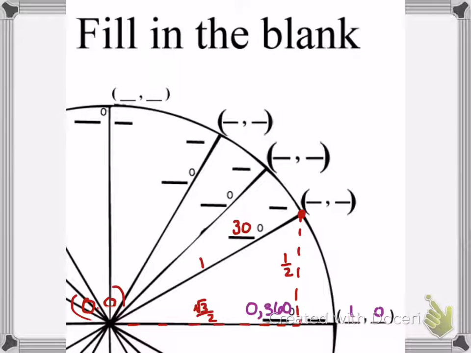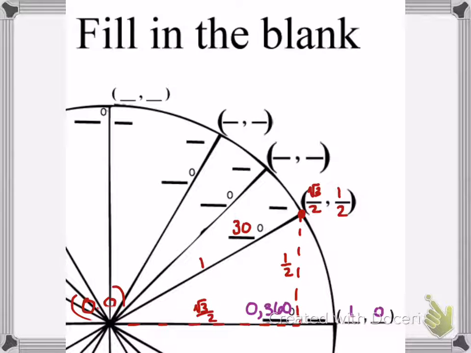But now, if I want to label the coordinates of this point, well, the x coordinate is just square root 3 over 2. That's how far over I have to go. And the y coordinate's just 1/2. So now you can, on your unit circle, fill those coordinates in. Square root 3 over 2 and 1/2.